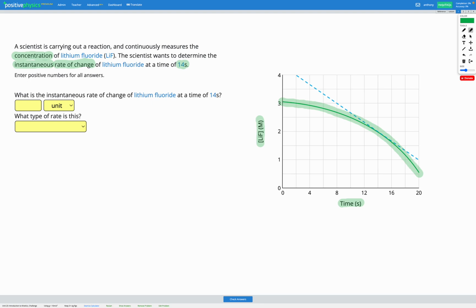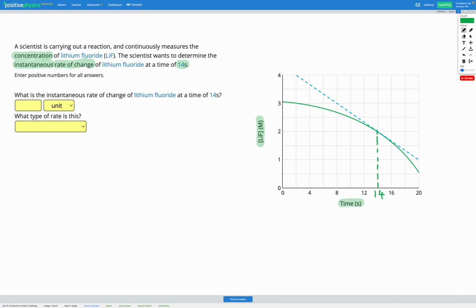We're, however, just asked to find the instantaneous rate of change at a time of 14 seconds. So looking at our x-axis at the time, this would be 14 seconds here. It would be this moment on our graph. And you can see we've drawn on this blue dotted line showing the tangent to the curve at 14 seconds.